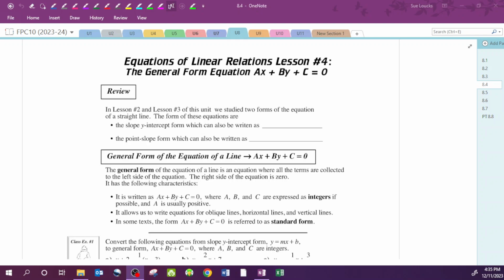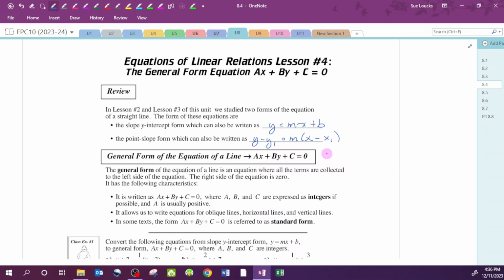Okay, but for both versions, we have looked at two forms of the equation for a straight line. So we have the slope-intercept form, which looks like y equals mx plus b. And we have the point-slope form, which is y minus y1 equals m times x minus x1. And those are used in different situations, but those are both really easy to graph from.